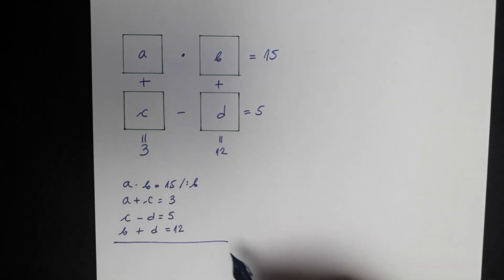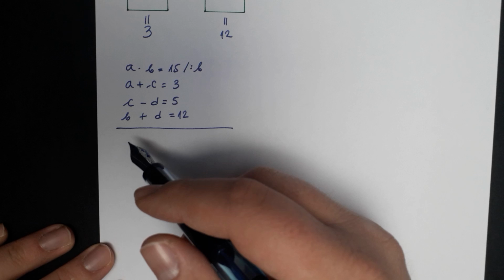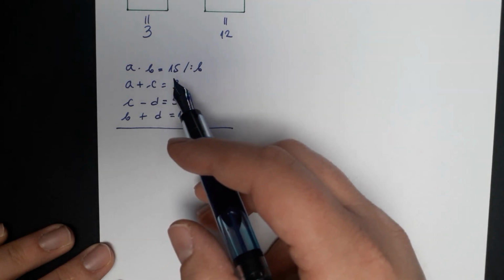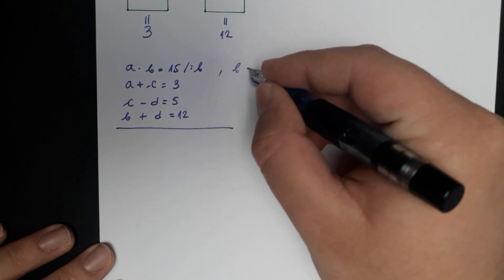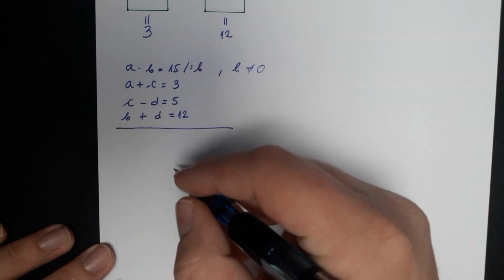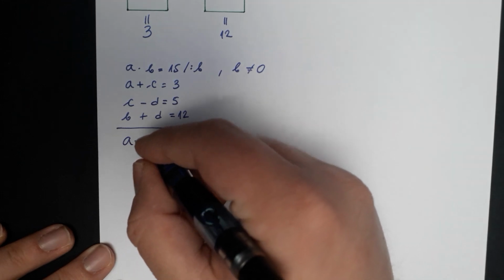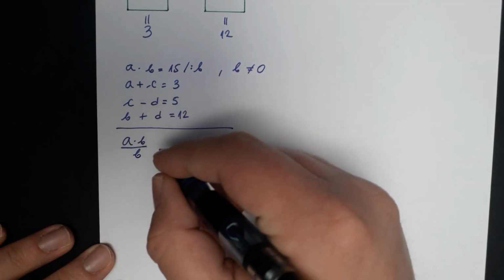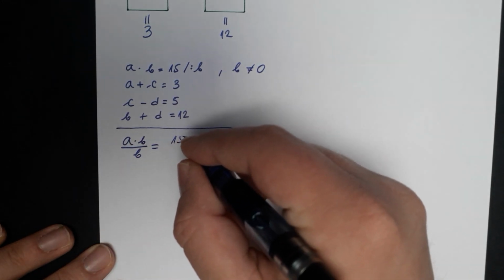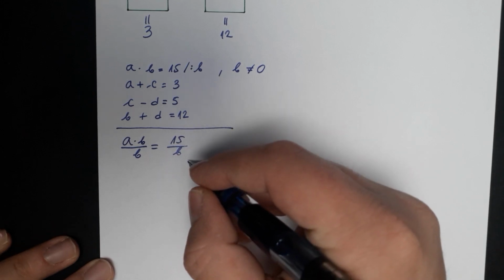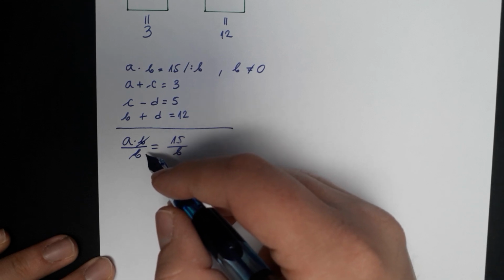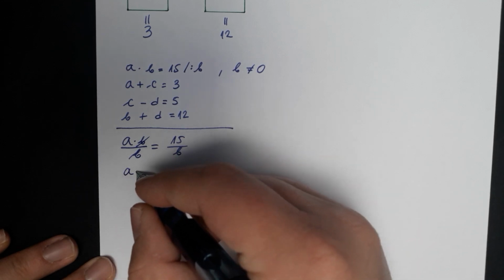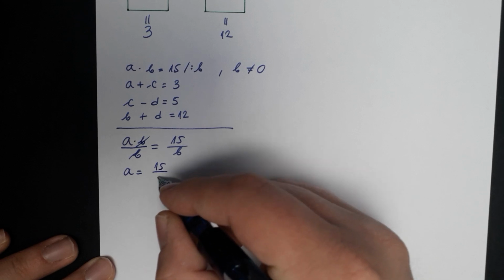So what do we have here? We have the equation A multiplied by B is equal to 15, and we are dividing that by B. We have to make sure that B is not 0. So we have A multiplied by B divided by B is equal to 15 divided by B. The B and B are going to cancel out because B is different than 0, and then we have that A is equal to 15 over B.